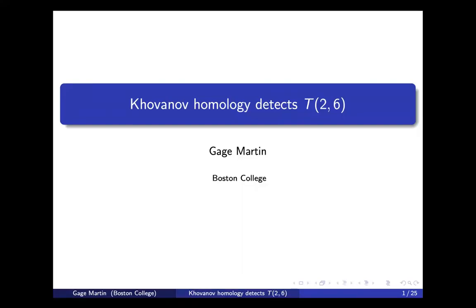All right, thank you all so much for watching the first part of this two-part video about showing Khovanov homology detects the torus link T26. In this video, we'll give an overview of Khovanov homology and link detection more generally before giving a sketch of a proof that Khovanov homology detects this torus link T26. For more details about the proof, you can see the second part of this two-part talk, where more of the details are given.